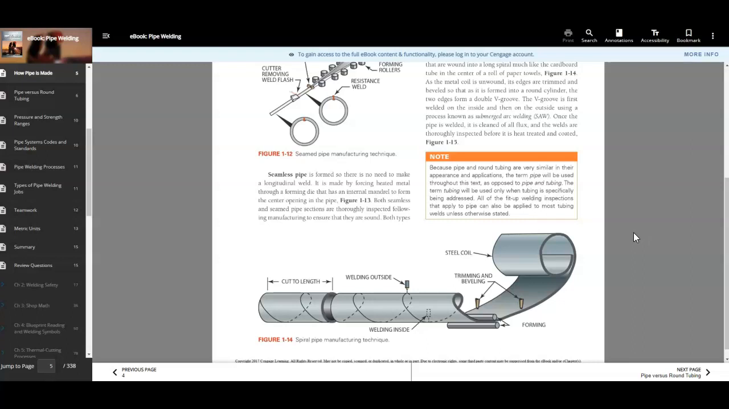As the metal coil is unwound, its edges are trimmed and beveled so that it forms into a round cylinder. The two edges form a double V groove. The V groove is first welded on the inside and then on the outside using a process known as submerged arc welding. Once the pipe is welded, it is cleaned of all flux and the welds are thoroughly inspected before it's heat treated and coated.